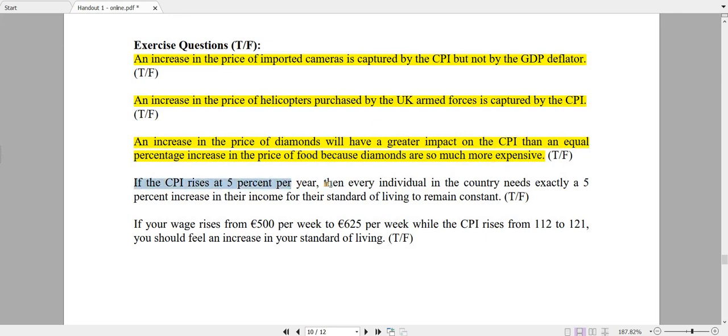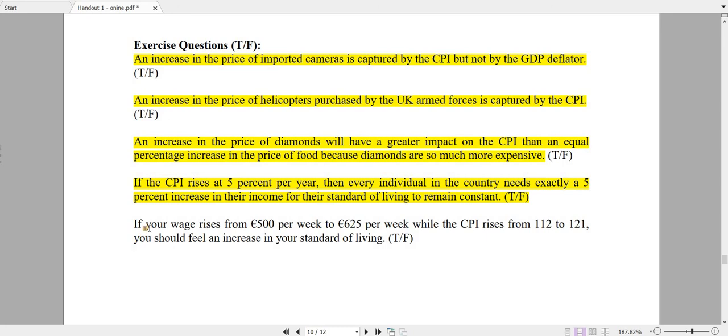If CPI rises by 5% per year, then every individual in the country will need exactly 5% increase in their income for their standard of living to remain the same. And so this statement is actually true. The reason is that if your wages are increasing by 5% and the inflation is also increasing by 5%, that means your standard of living has not changed. You can still buy the same goods and services in the next year as you could have bought in the previous year. So nothing has changed. You can enjoy the same luxuries in life in the previous years as you can in this year.